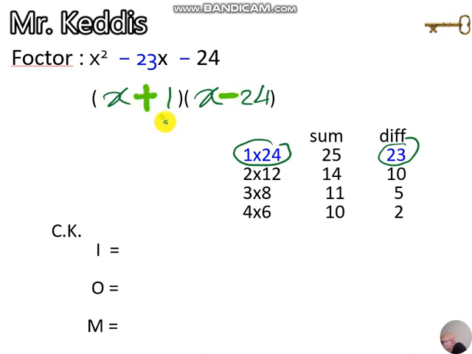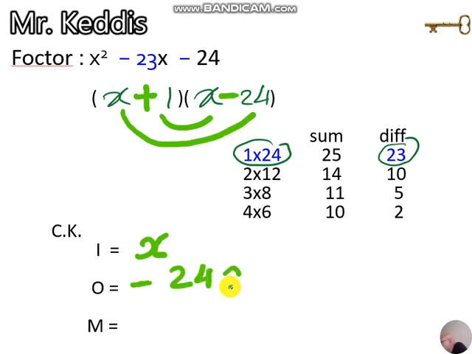This is negative, this is positive. The inner product gives me x, and the outer product gives me negative 24x. I take the sign of the higher number and subtract 24 minus 1 to get 23x. This is negative and this is negative, which means my answer is correct. I don't need to change the signs.